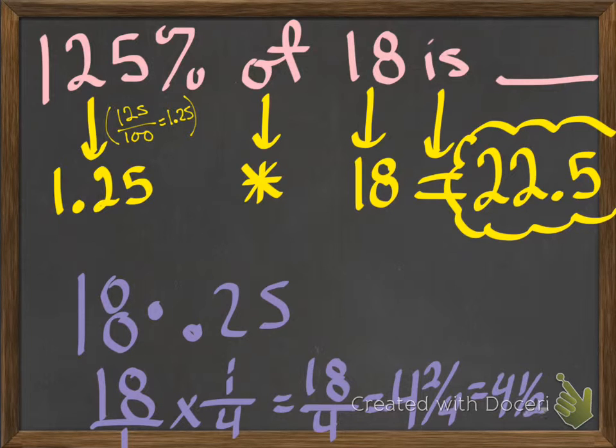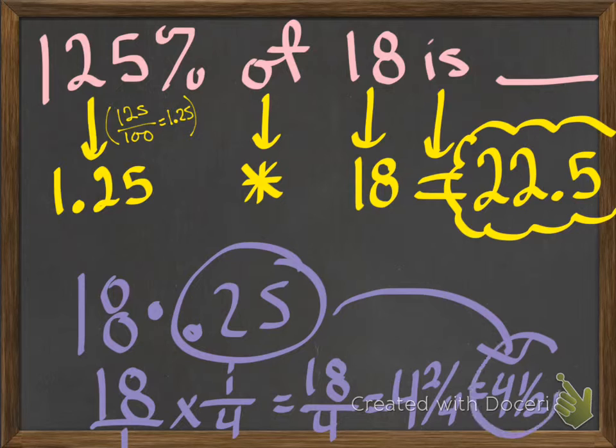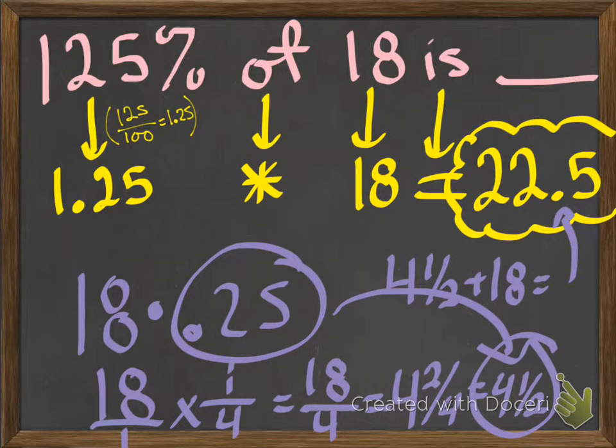So if 25% of 18 is 4.5, and 100% of 18 is 18, 4.5 plus 18 is equal to 22.5, right? Because doesn't that make sense? 25%, I'll do this in a different color.